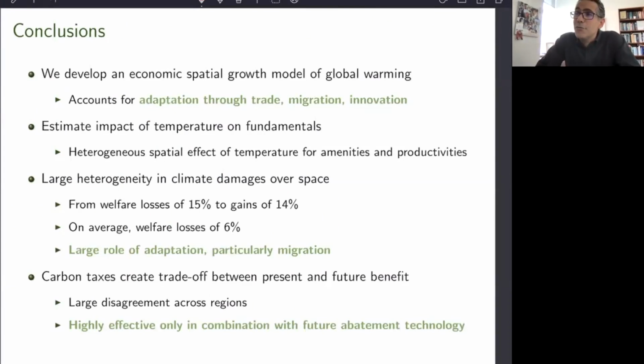As I emphasized before, one of the take-home messages is the huge inequality of the effects, in the range of 30%, particularly affecting the poor world, which is perhaps a concern. Also the importance of adaptation mechanisms, particularly migration.